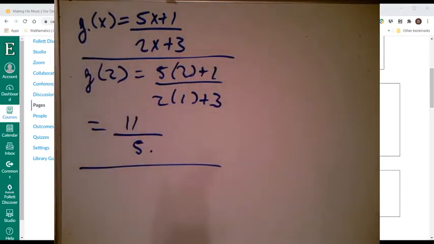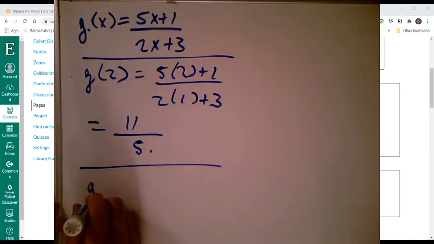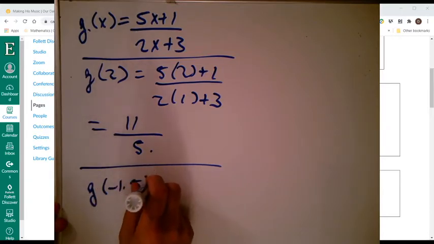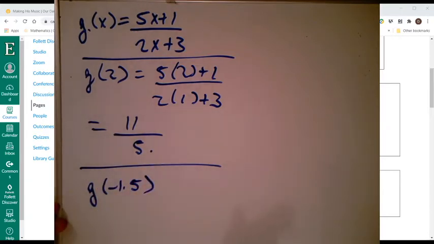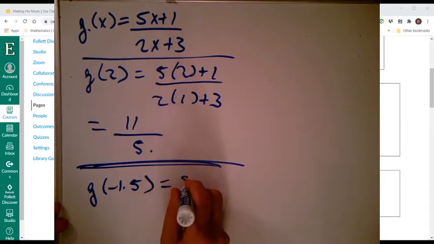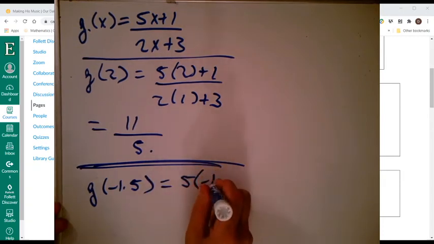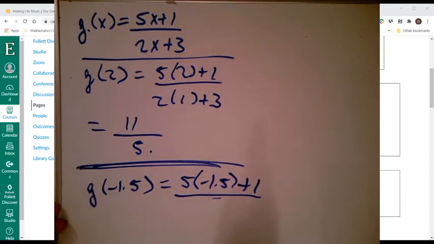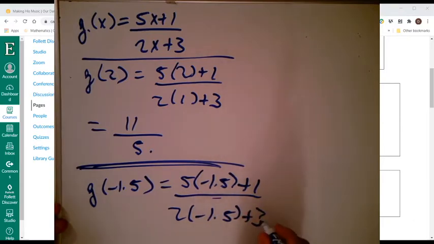The next thing we're being asked to do in this example is to calculate g of minus 1.5. Well, what are we supposed to do? We're supposed to put a minus 1.5 everywhere we see an x. So I'm going to put 5 times minus 1.5 plus 1 on the top. And in the bottom, I'm going to put 2 times minus 1.5 plus 3 on the bottom.